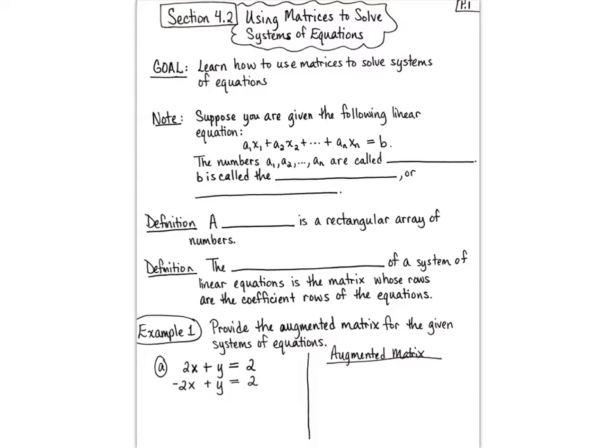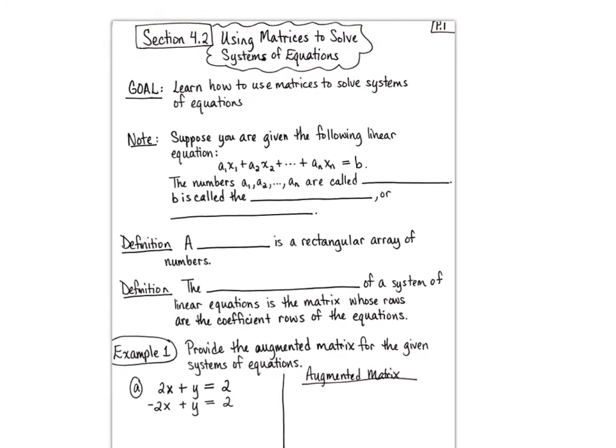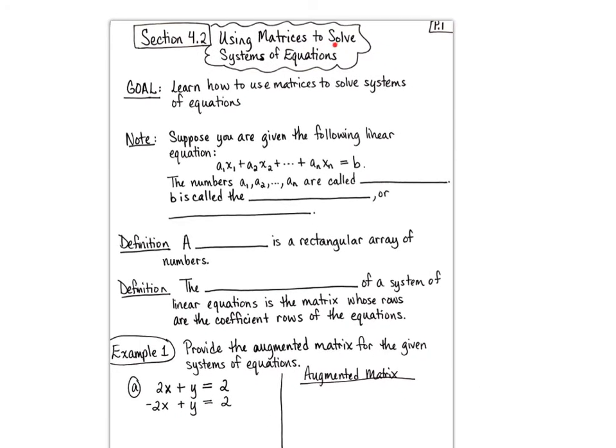Section 4.2 is talking about using matrices to solve systems of equations. So we're going to revisit the idea that we just learned in section 4.1 about solving systems of two equations and two unknowns, and we're going to interpret that in terms of this new idea called a matrix. So the goal is to learn how to use matrices to solve systems of equations. Let's start out with some terms.